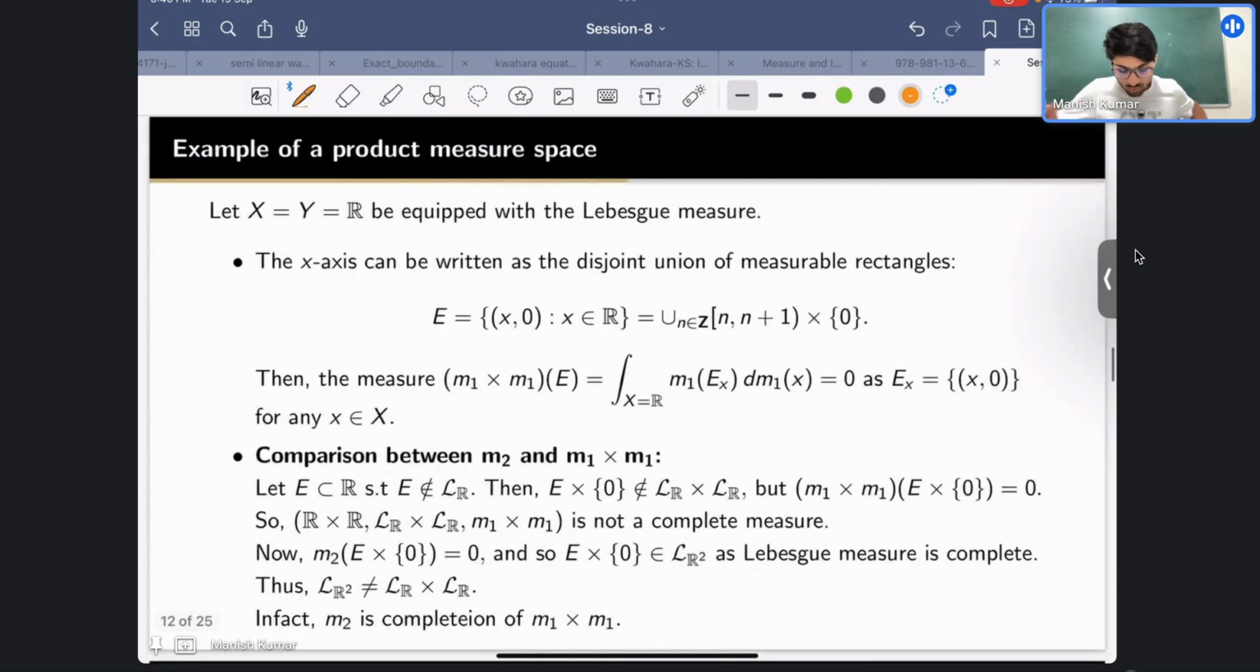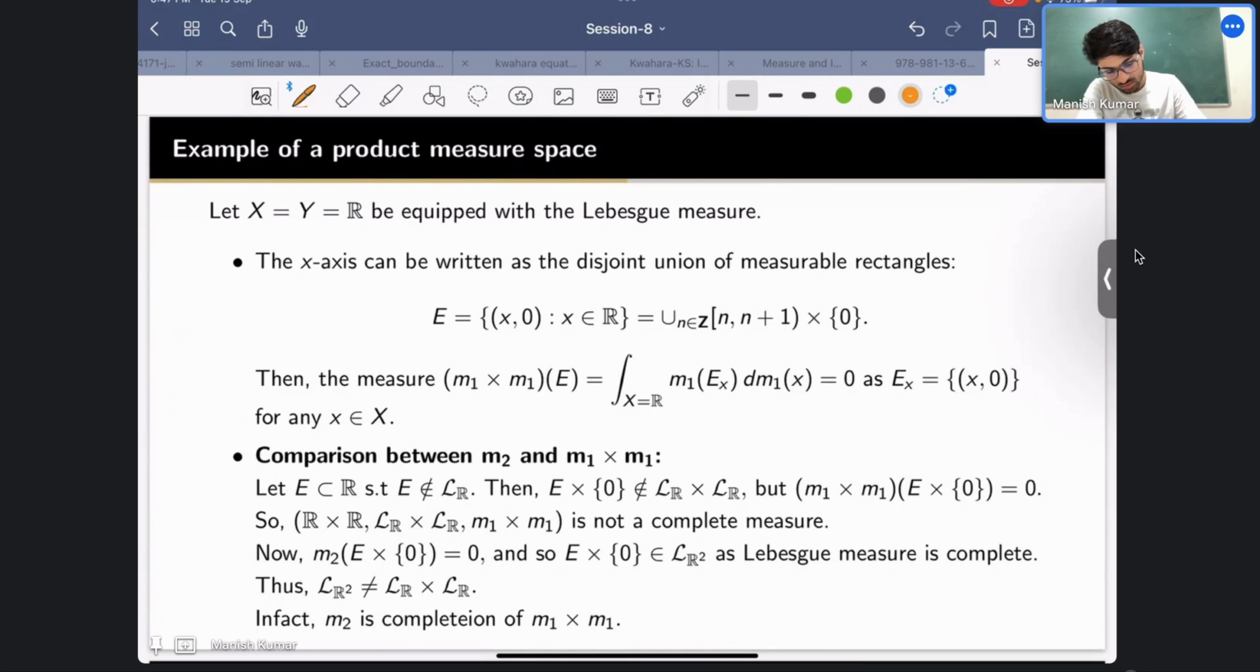Okay, so now let's see some example of this product measure space. Suppose you have this X and Y to be the real line, and you define this E to be this set. So this is nothing but, suppose this is just the x axis, right?